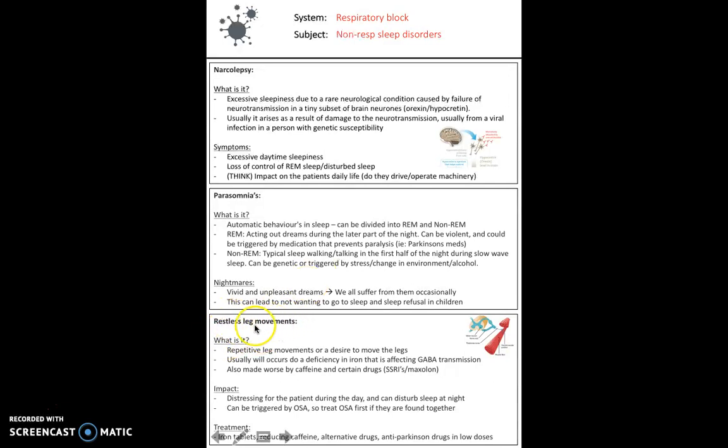Also, another cause of sleep disorders, if it's non-respiratory related, are restless leg movements. This is either an actual repetitive leg movement or simply a desire to move the legs, and it usually occurs when the patient's got a deficiency in iron that's affecting the GABA transmission. It can also be made worse by caffeine and certain drugs. This can be quite distressing for patients during the day, but also obviously can disturb sleep at night.